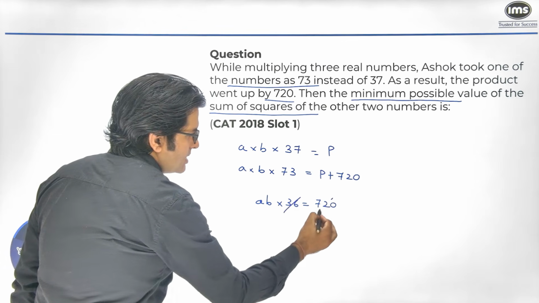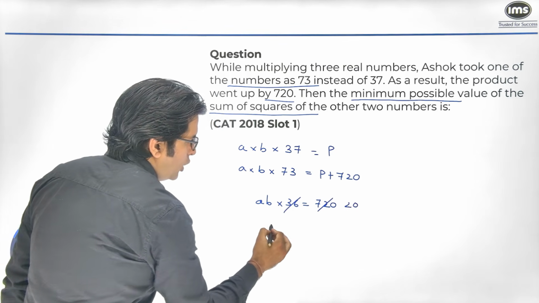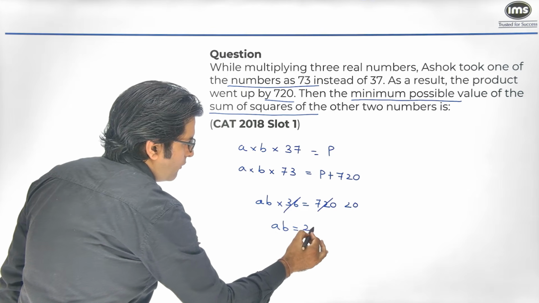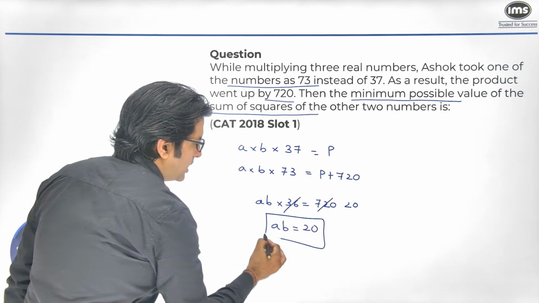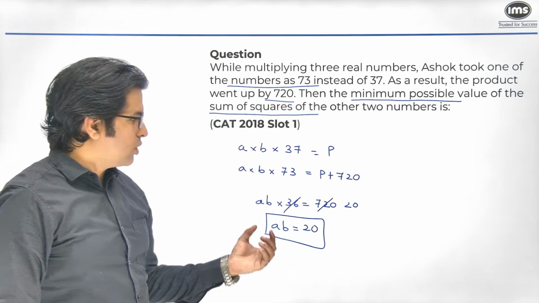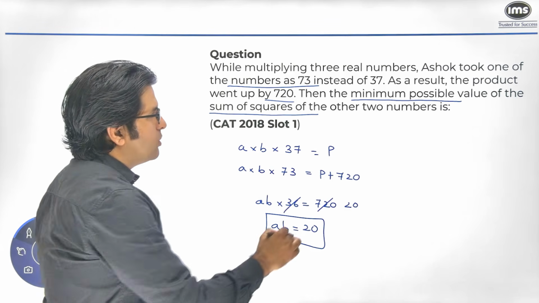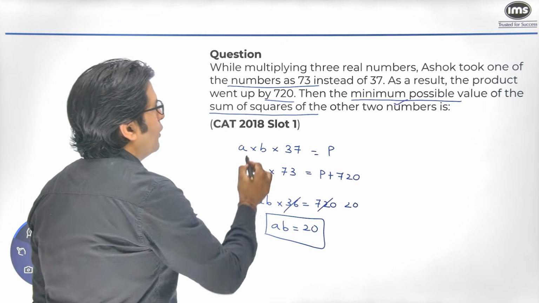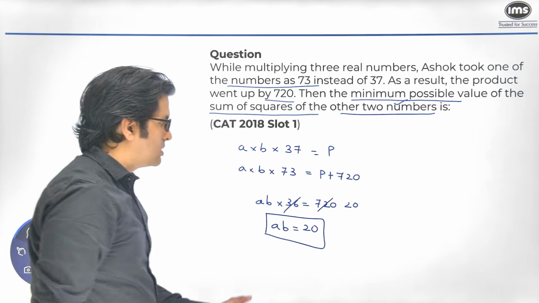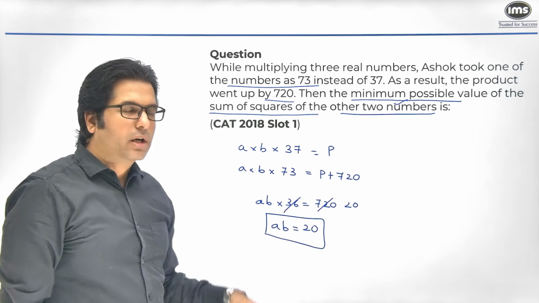I can cancel this 2 times, so it becomes 20. So I now know that the product of the 2 numbers other than the ones that Ashok took is 20. That is what they are asking: the minimum possible value of the sum of squares of the other 2 numbers. So the other 2 numbers are A and B, and the product is 20.